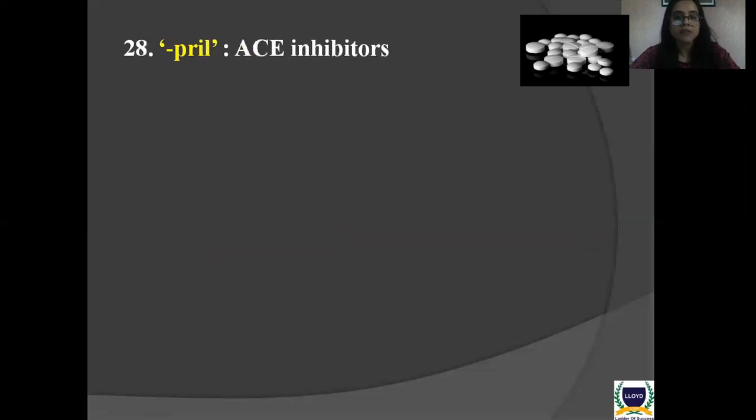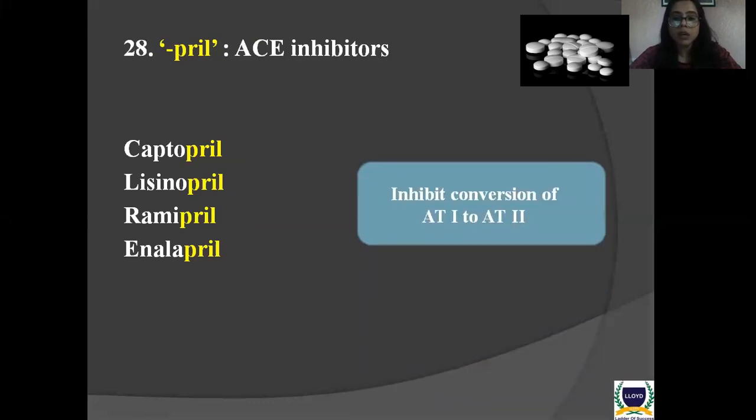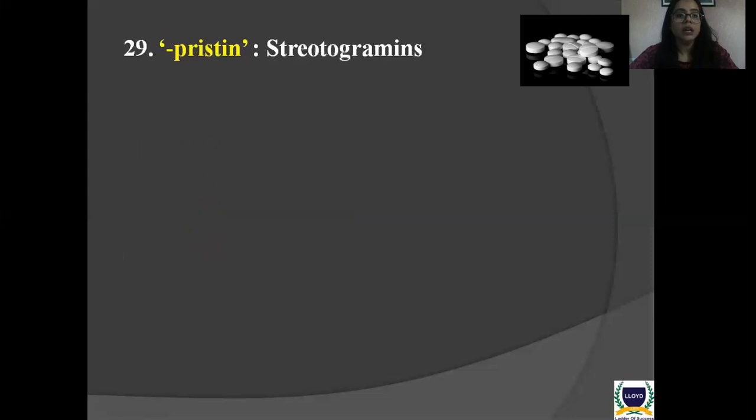Our next suffix is pril. Pril indicates they are ACE inhibitors. Pril has drugs like captopril, lisinopril, ramipril, and enalapril. These drugs inhibit the conversion of angiotensin 1 to angiotensin 2. And these can basically be used as antihypertensive drugs. Our next suffix is pristin.